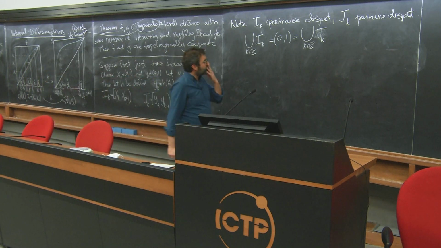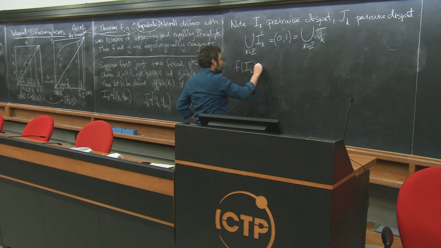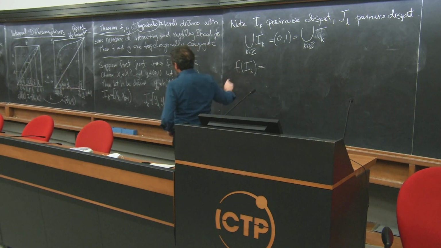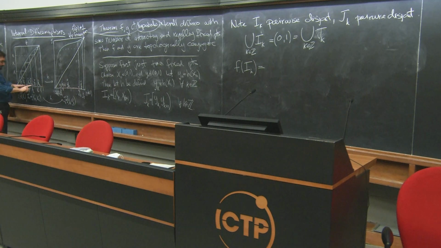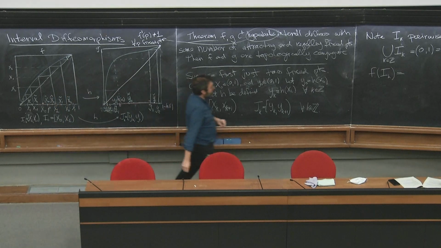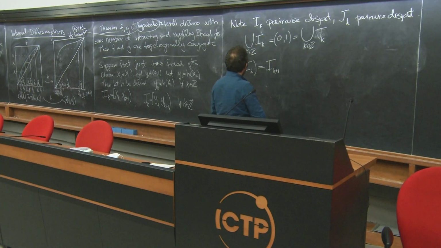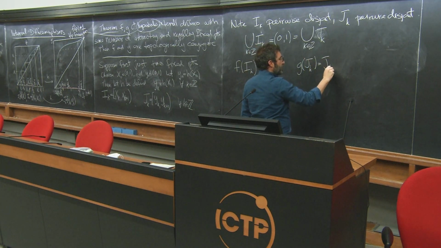And moreover, what do we have if we take the image F of Ik? What do we get? Not under H, under F. Just Ik plus 1. That's right, because I0 maps to I1, maps to I2, and so on. So F of Ik is equal to Ik plus 1. And G of Jk is equal to Jk plus 1.